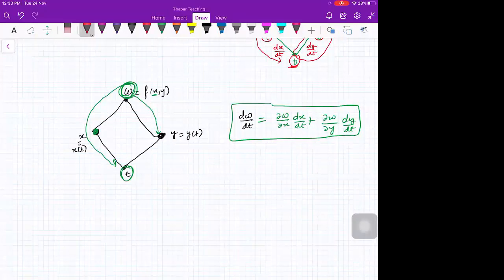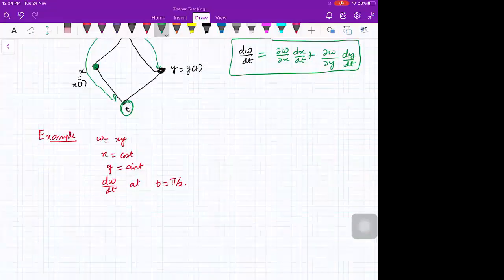Okay, so let us, for example, you can easily do this problem. You are given w is equal to xy, and x is equal to cos t, y is equal to sin t. What is dw by dt at t equal to pi by 2, right? So here you have the same situation. W is a function of x and y. x further is a function of t. y is a function of t. Therefore, w is a function of t. So your dw by dt will be equal to curly w by curly x dx by dt plus curly w by curly y dy by dt.